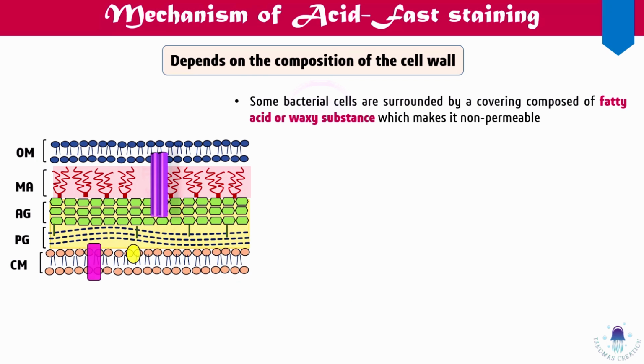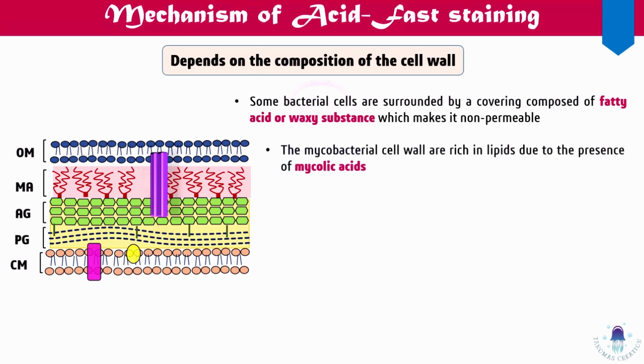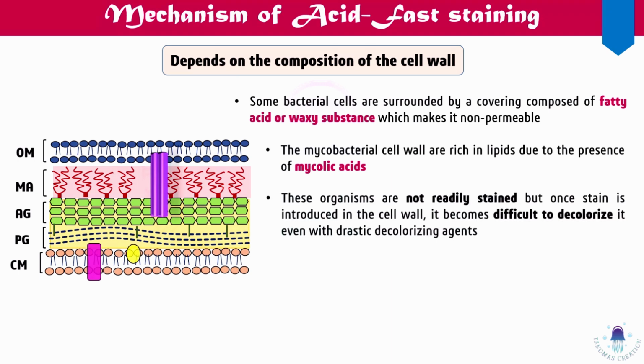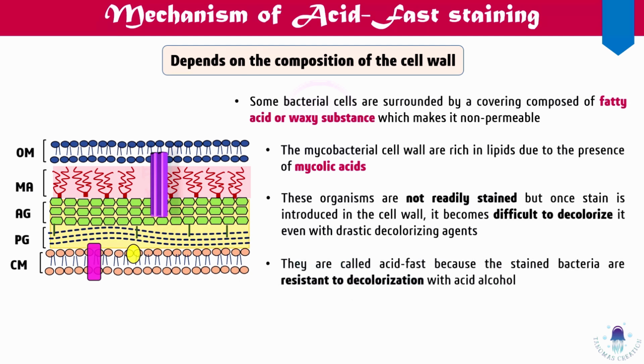That is why the normal gram staining procedure is not applicable to identify acid-fast or non-acid-fast bacteria. That is why the acid-fast staining is required. This mycobacterial cell wall is rich in lipids due to the presence of mycolic acids. Now these organisms are not readily stained, but once the stain is introduced in the cell wall, it becomes very difficult to decolorize it even with a drastic decolorizing agent. Even a decolorizing agent like acid alcohol cannot remove the color once they are stained. So that is why they are called acid-fast. Why? Because they are resistant to decolorization, right?